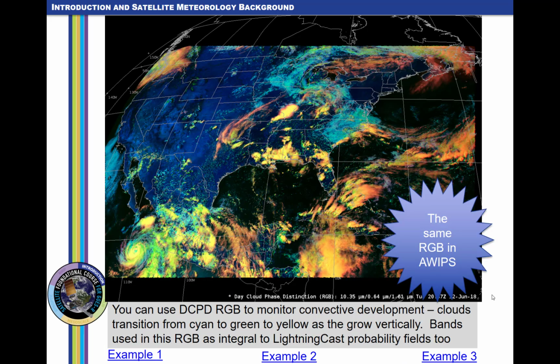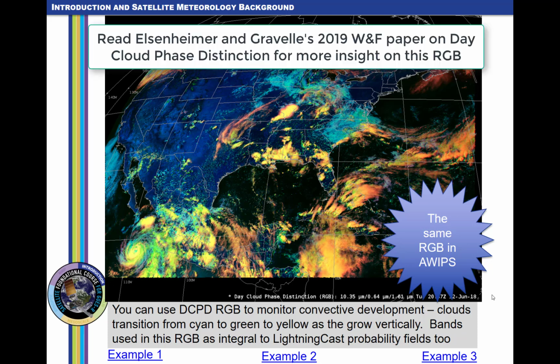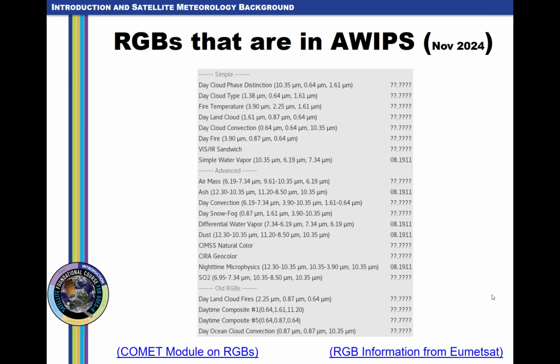Here's the same RGB as created in AWIPS. It's a bit different visually from what the web app created because the value bounds are a little bit different. RGBs that are present in AWIPS have changed at times in the past, but they are now in early 2025 relatively stable, and they're listed here. You can find additional information on RGBs at the link to a comment module on RGBs and at the link to UMetSat.